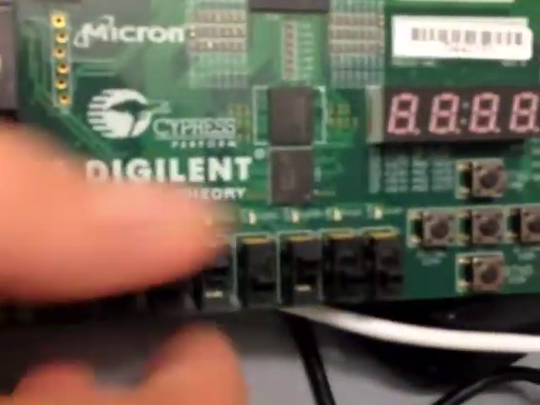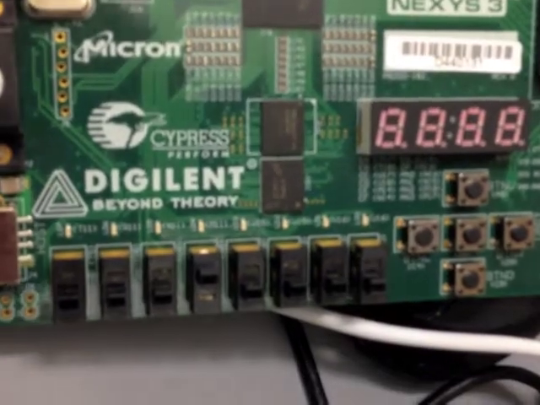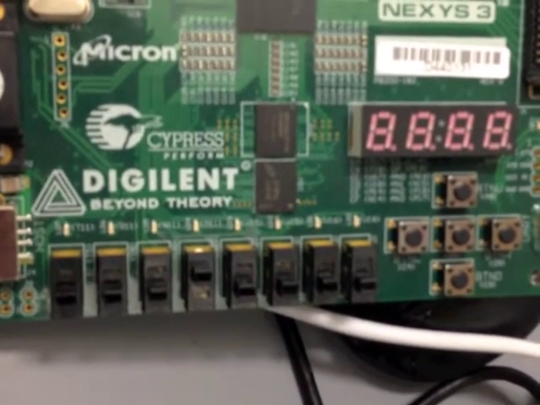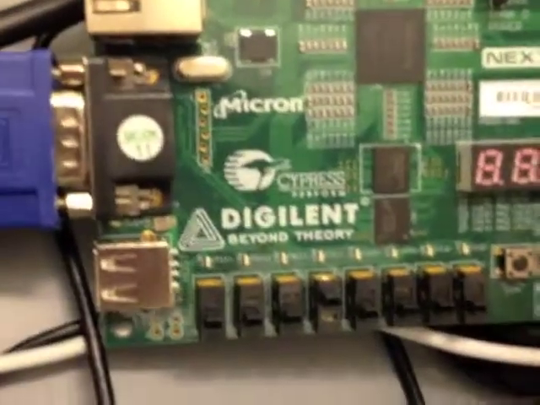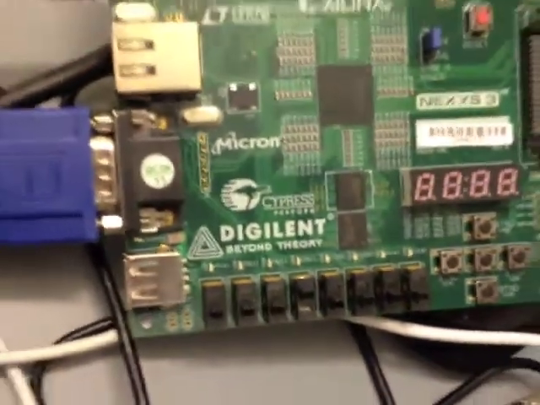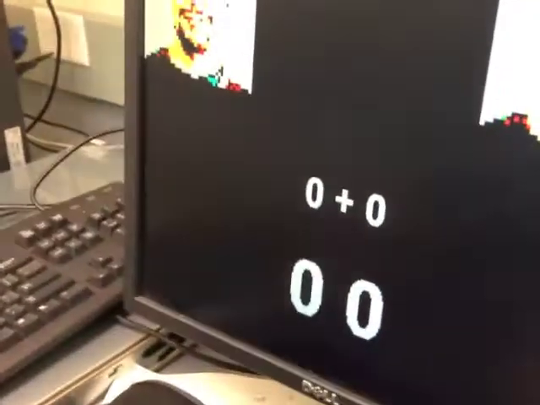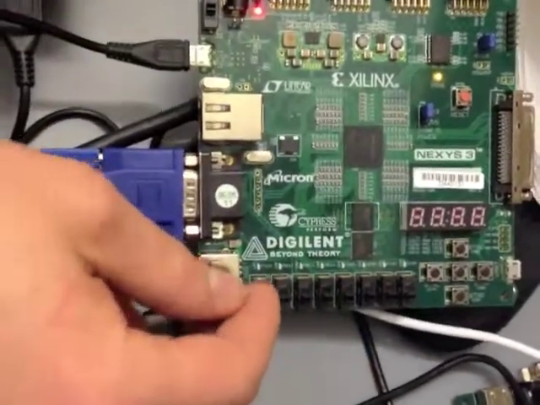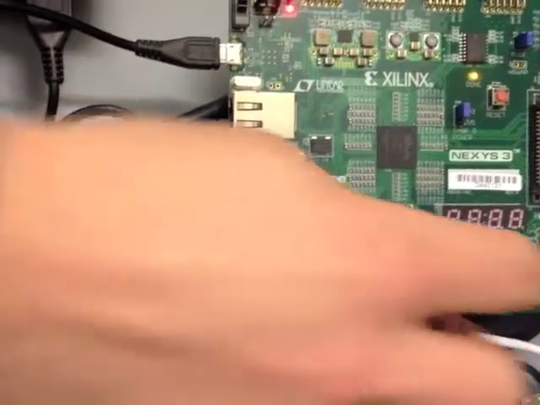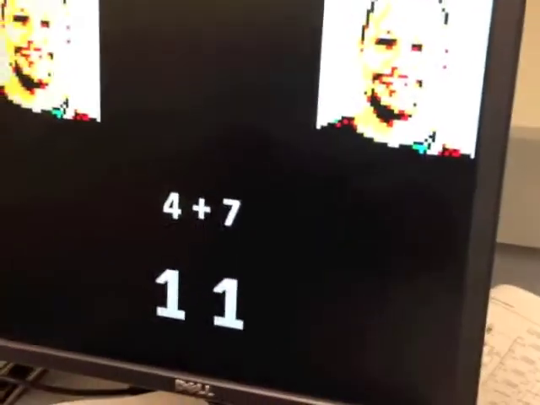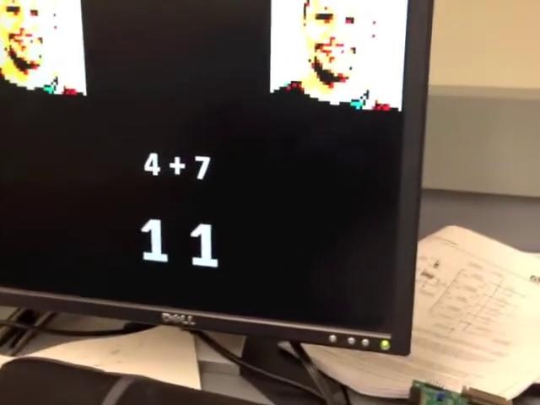So Mike is going to flip a switch. What number is that? 0, 1, 2, 3, 4. Because 0 is the first switch, and then 1 after that, so that's 4. And he's going to press the button to register that. Now, since that was the first operand, you'll see it doesn't change. Now he's going to flip another one, like 7. Hit the button. Now you'll see since that's the second operand, it did change. So now it's 4 plus 7 equals 11.